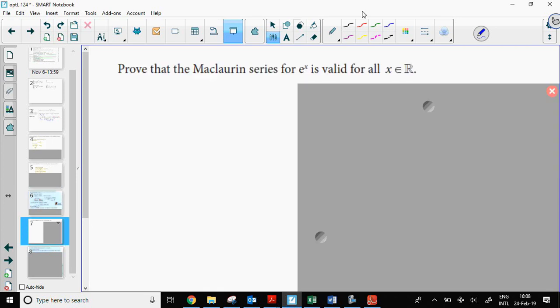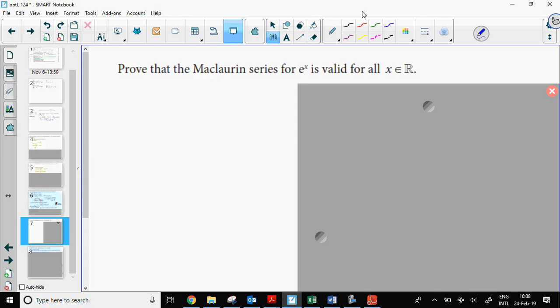One more problem with e to the x. Some questions ask you to prove that a Maclaurin series, as it says here, prove the Maclaurin series for e to the x is valid for all x. I've also seen it phrased as prove that a function is equal to its Maclaurin expansion. There are two ways to go about answering this type of question.